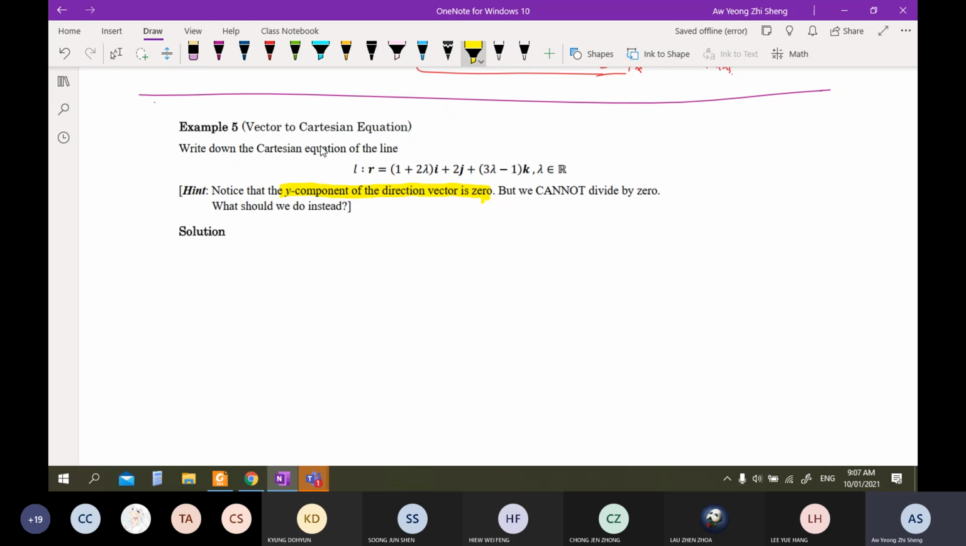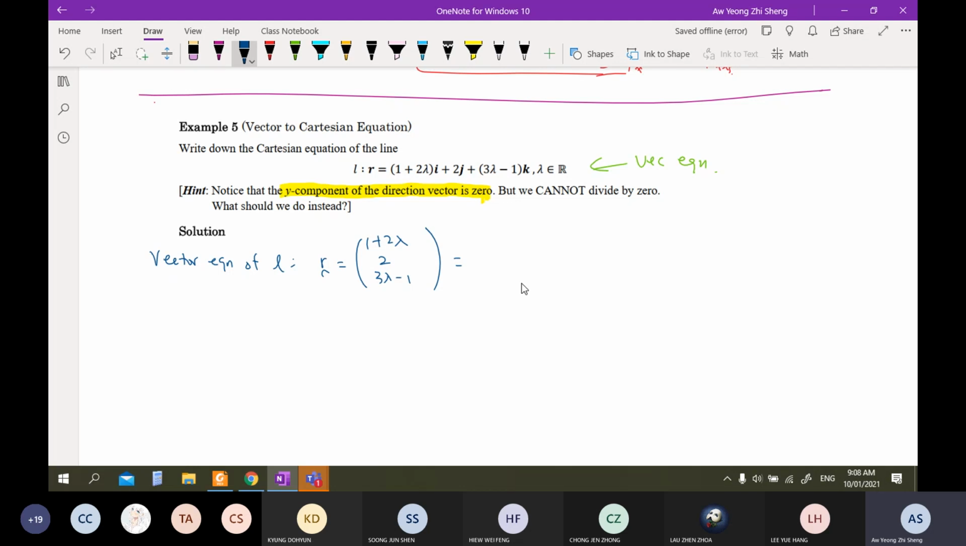Okay, so first of all, this printed form is a vector equation, but it's not in our familiar form. Because they group terms according to i, j, k, they don't group terms according to fixed point and direction vector. So we want to regroup the terms first. Let's rewrite the vector equation. Vector equation of L is r equals, here they're giving us 1 plus 2 lambda, 2, and 3 lambda minus 1.